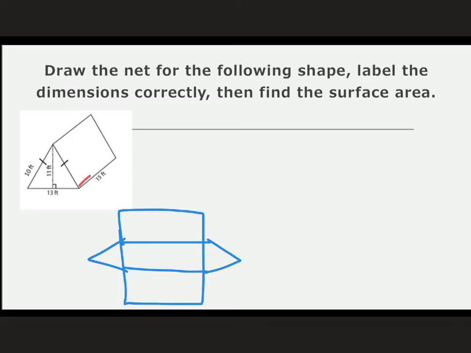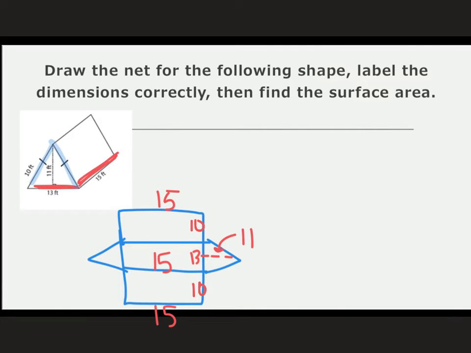If we look at this, the long part of my rectangles are 15, so I can label that all the way down these sides. The height of my triangle is 11. The base of my triangle here is 13. And then the sides of my triangle are 10 and 10 there. So remember, those will actually fold back up to be the other 2 sides of our rectangle.